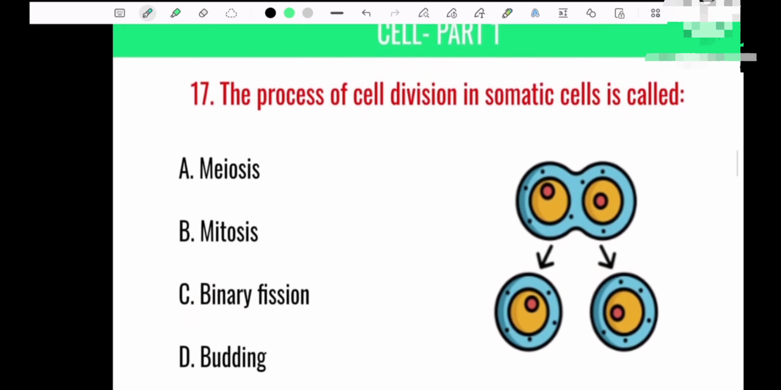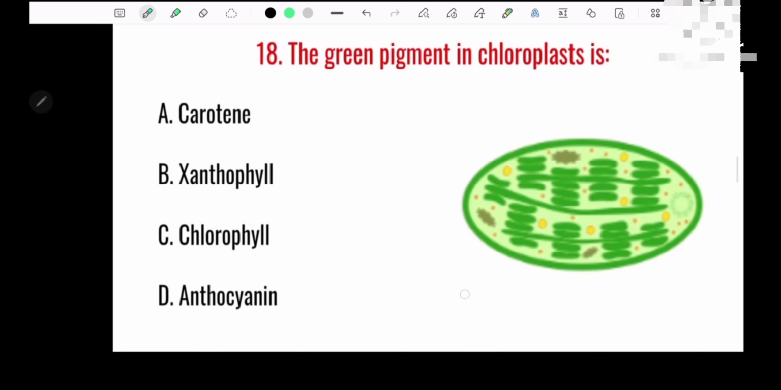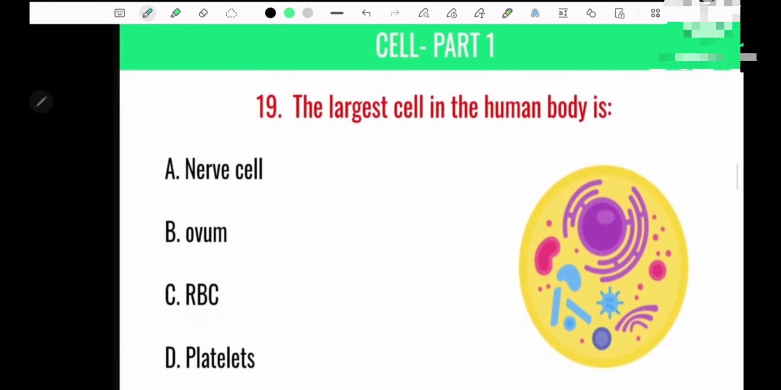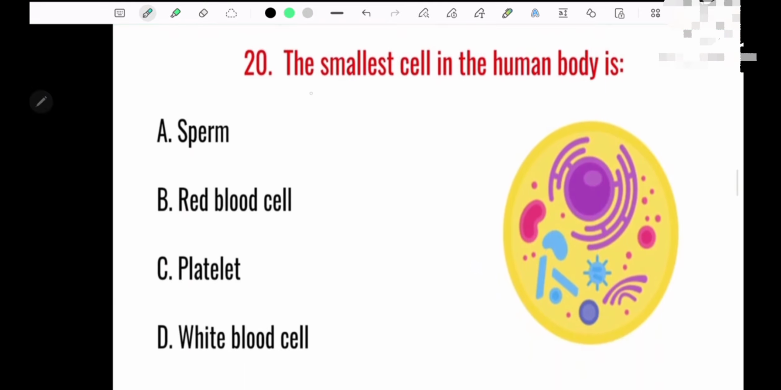The process of cell division in somatic cells is called mitosis. The green pigment in chloroplast is chlorophyll. The largest cell in the human body is ovary. The smallest cell in the human body is squamous.